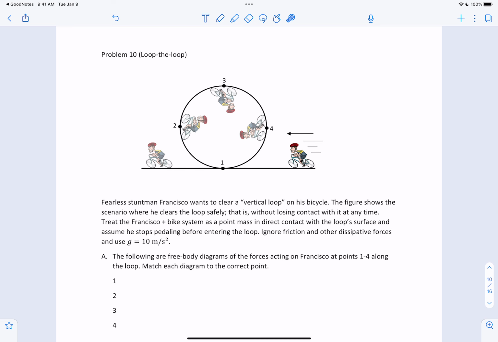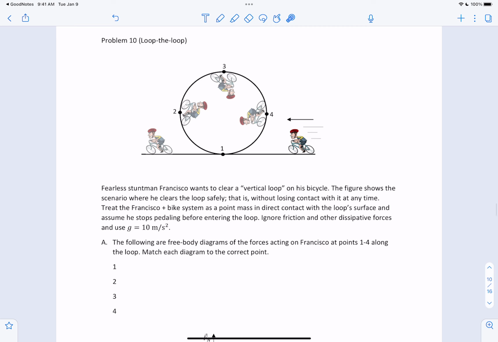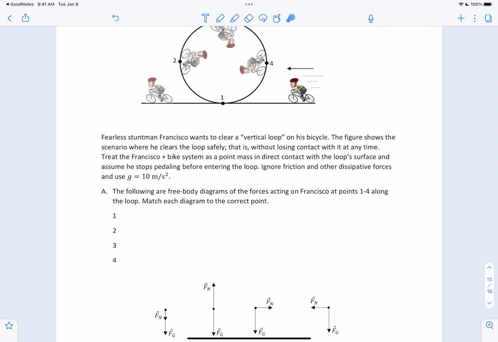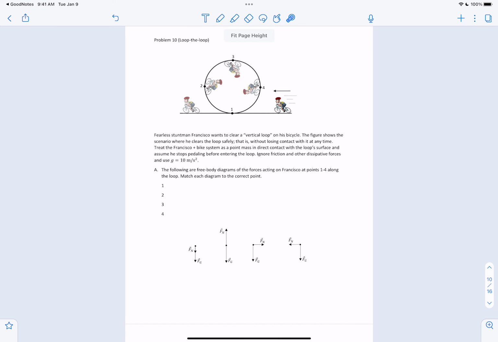Problem 10: a fearless stuntman wants to clear a vertical loop on his bicycle. The figure shows a scenario where he clears his loop safely, that is, without losing contact. Treat the Francisco plus bike system as a point mass in direct contact with the loop surface, and assume he stops pedaling before entering the loop. Ignore friction and other dissipative forces, and use g equals 10 meters per second squared. The following are free body diagrams of the forces acting on Francisco at points 1 through 4 along the loop. Match each diagram to the correct point.